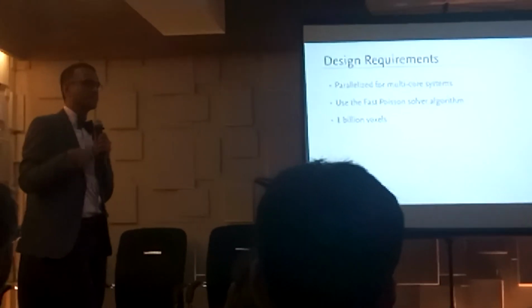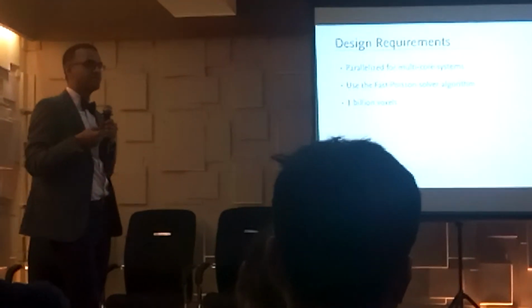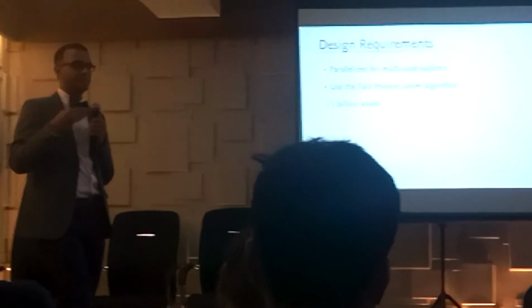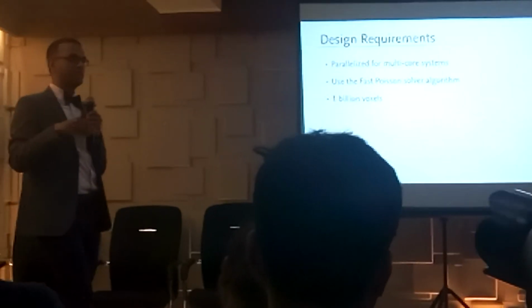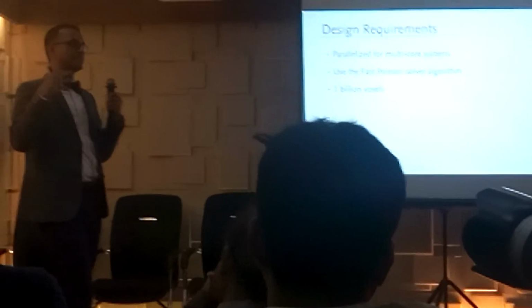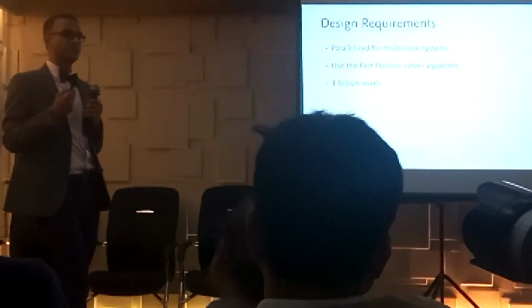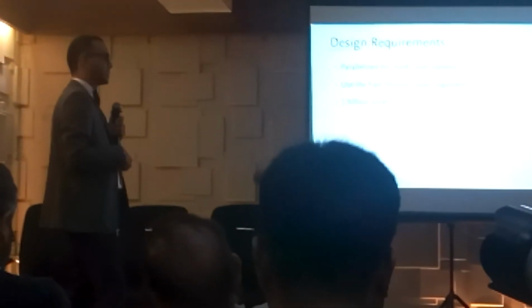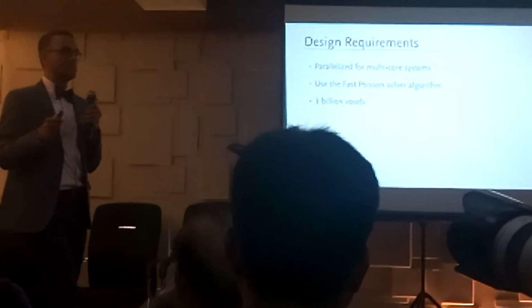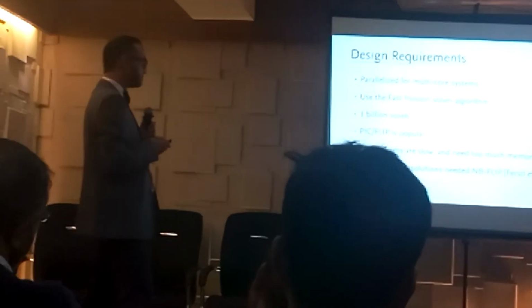What is 1 billion voxels? 1 billion voxels, if you imagine an image that's 1,000 pixels by 1,000 pixels, and now imagine 1,000 of them. So that's how we deal with volume in a computational sense. So a billion voxels is a volume of space that's divided into 1,000 by 1,000 by 1,000 little units.